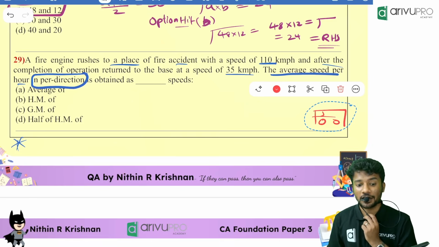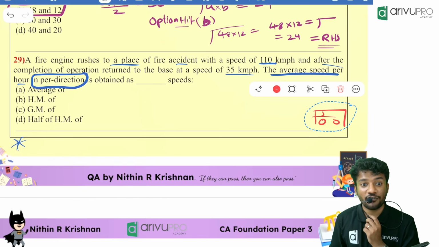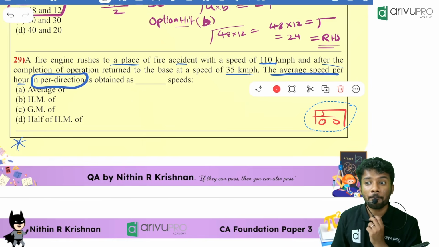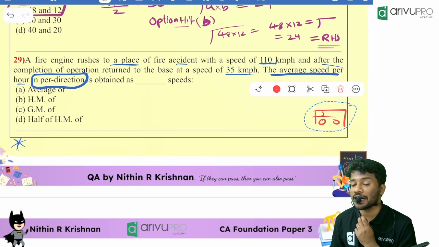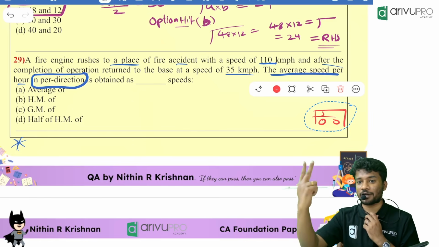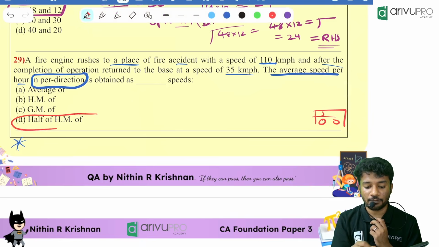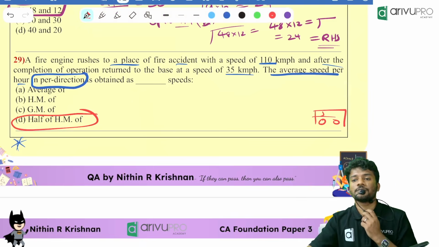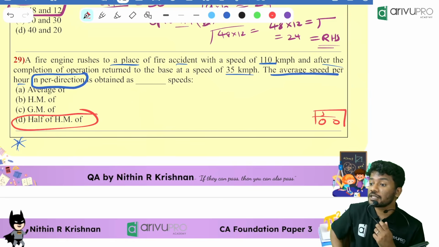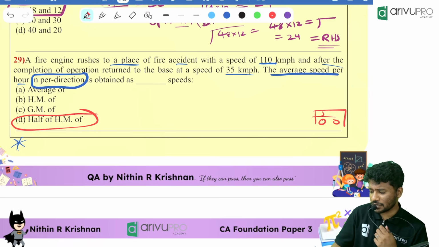Harmonic mean. Are they asking for total average speed? No, they are asking for average speed per direction. So how many directions are there? First he will go, then he will come back. That means 2 directions are there. So the answer is what, people? Half of HM is your answer. Very good question. That's why I kept it over here. Understood? Other than that random question, you can just directly go for the answer.